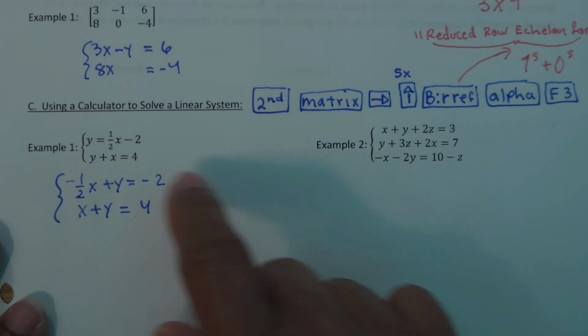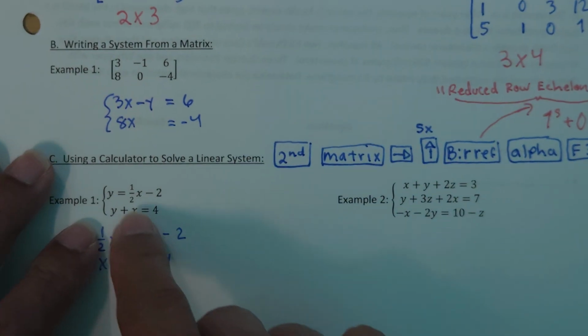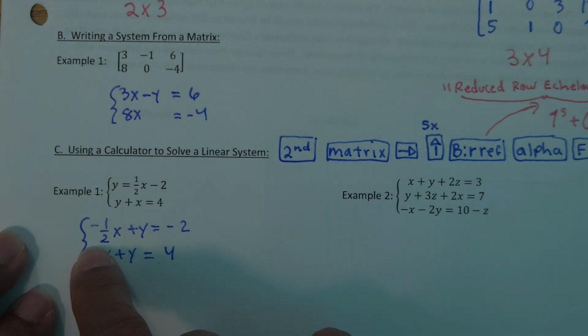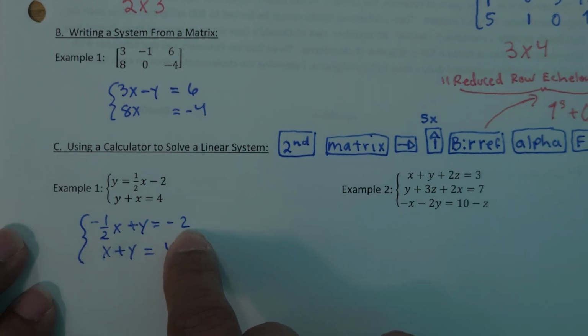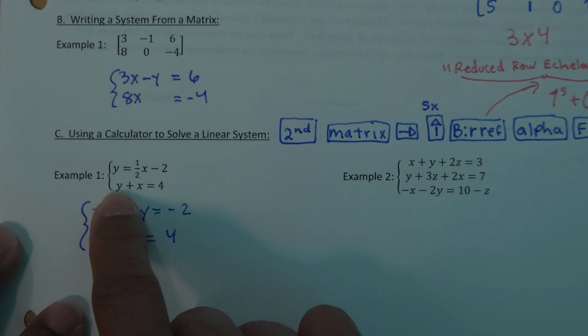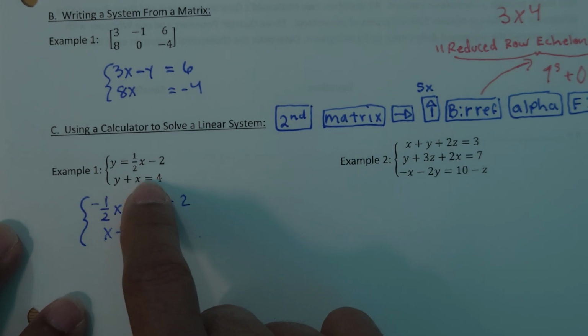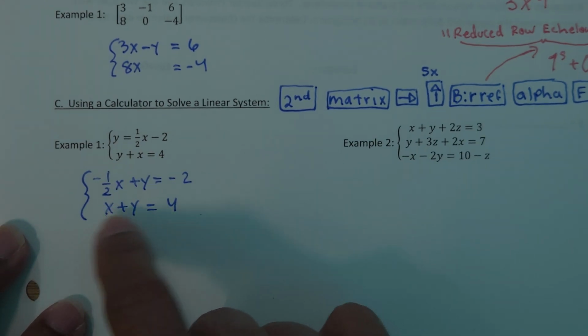So what I need to do is make sure that the equations are in standard form, like I said in the previous video. Notice that the x is on this side, so I'm going to bring it to the other side, which means it becomes negative 1/2 x. The y stays there, so now this is equal to negative 2. In the second equation, x and y are switched. I'm going to switch them back. Even though the coefficient is 1, it's imperative that you have these in standard form.